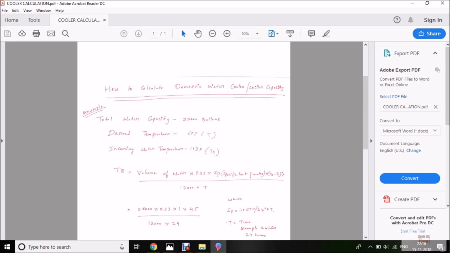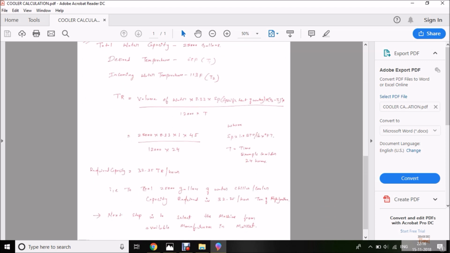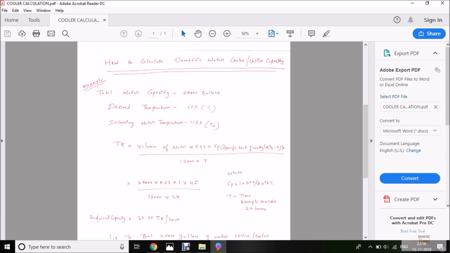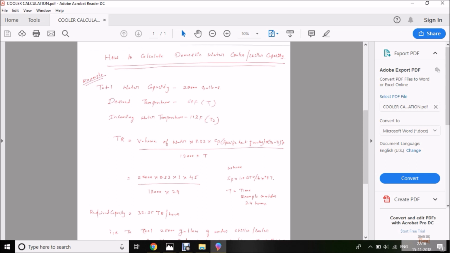So I am assuming the capacity of water is 25,000 gallons. This is just an example; you can put in whatever values as per your project requirement. And the desired temperature, which is what we require at the outlet, I am assuming as 68 Fahrenheit as per my project requirement. For the ambient water coming in from the municipality or whatever source, I suggest you take the maximum temperature, which is during the peak summer. I am here in Qatar, so I have considered 113 Fahrenheit. This will be the maximum here.